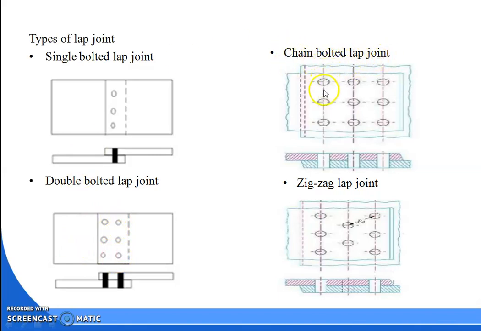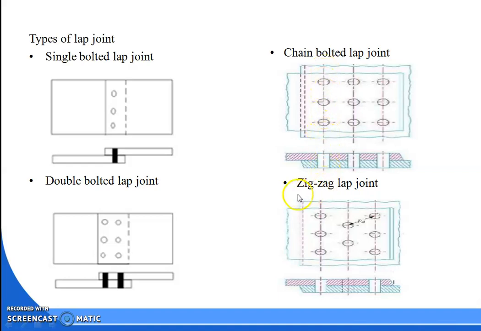Chain means the number of rows is equal to the number of columns, and each of the bolts is aligned with each other. So here you can see this is the main plate, and in the lower part there is also another main plate, and it is connected by 3 bolts in 3 columns. You can see here these are the columns and these are the bolts placed in each column. So it is in one alignment.